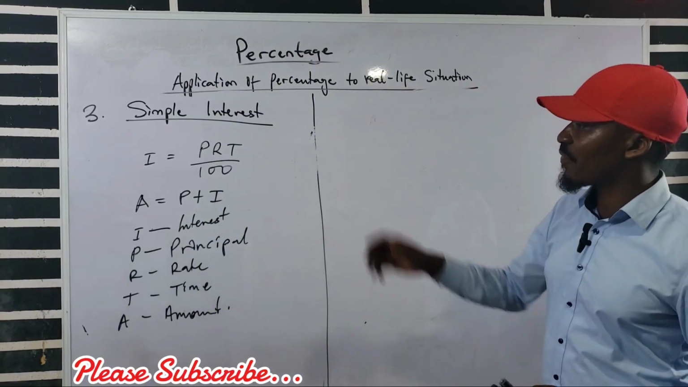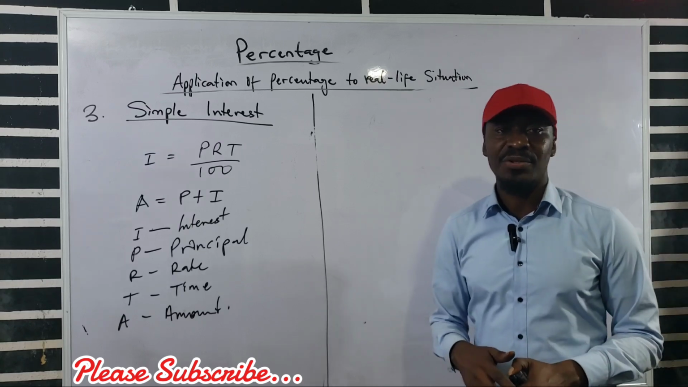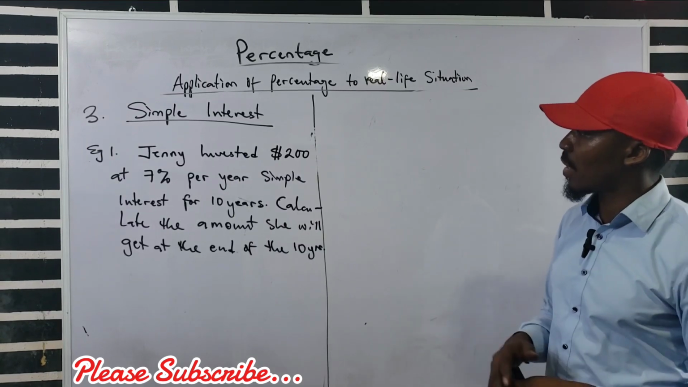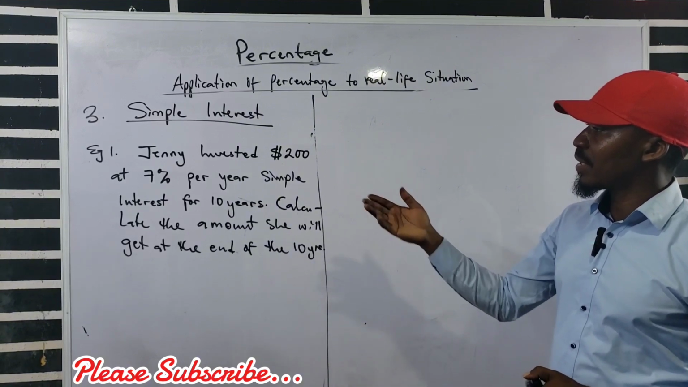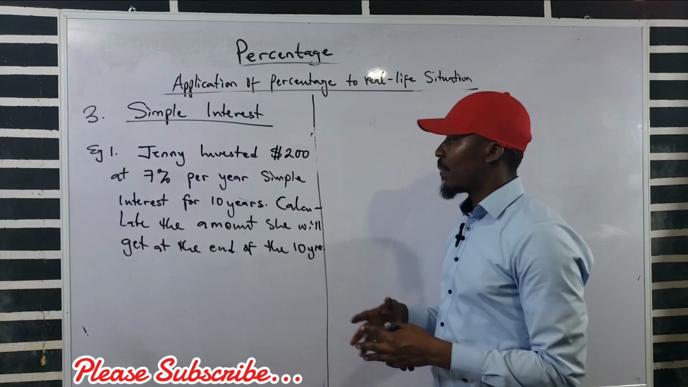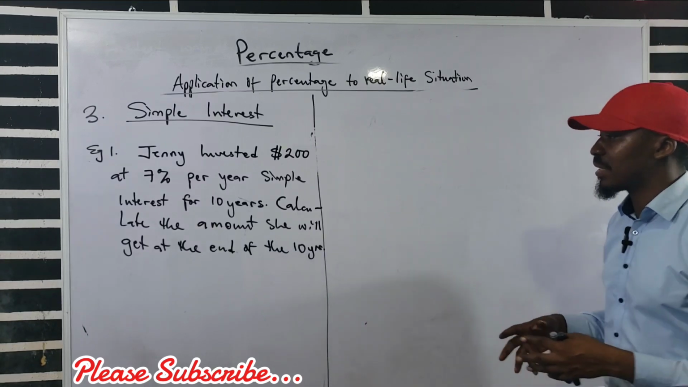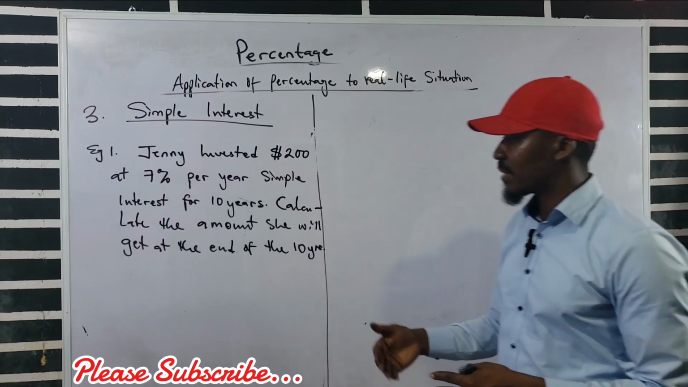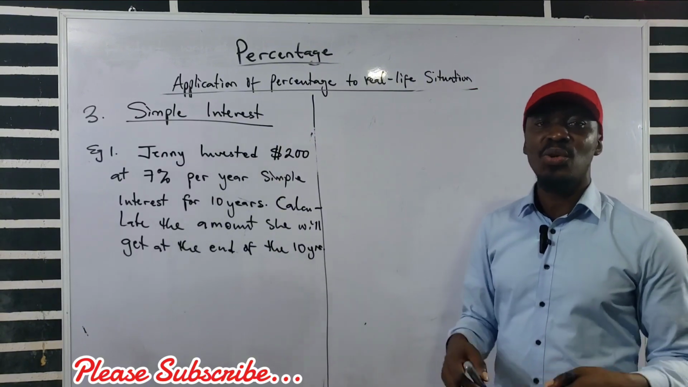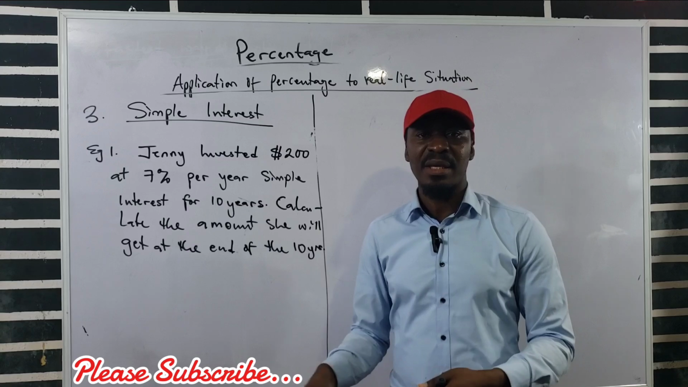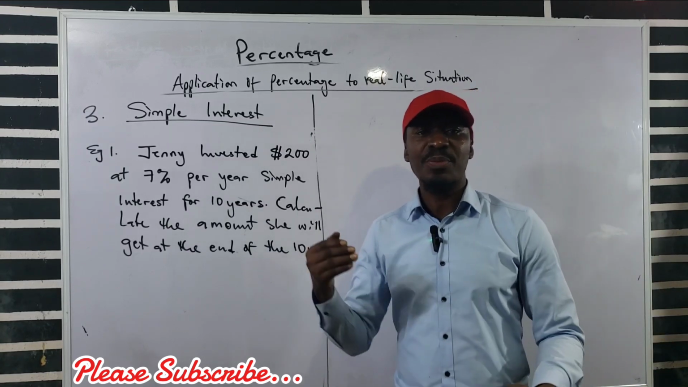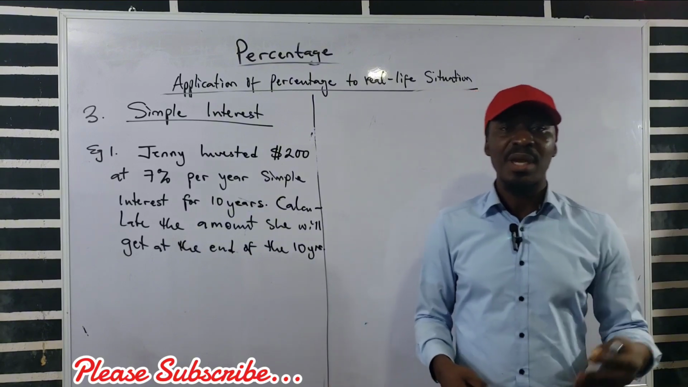So let's solve a problem that involves simple interest. This first question we are going to solve on simple interest is very simple. It says that Jenny invested $200 at 7% per year simple interest for 10 years. Calculate the amount she will get at the end of the 10 years. Now, in this question, they are not just asking what her interest is after 10 years. They are asking for the amount she will get. Of course, when she gets her money, she will get both the interest and the amount that she invested.